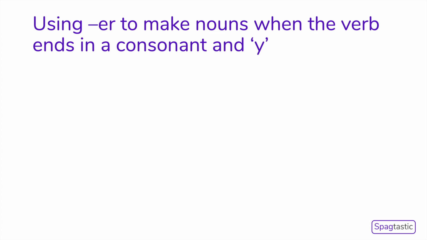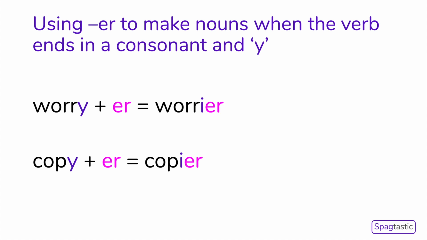Now we are going to be using the suffix -er to make nouns when the verb ends in a consonant and Y. So here we have the word worry. You can see it ends in the consonant R and Y. So we need to change that Y into an I and add -er. Worrier is spelt W-O-R-R-I-E-R.